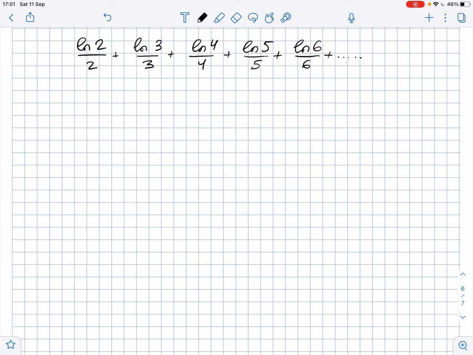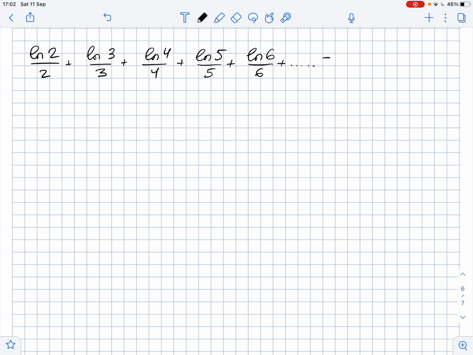So we need to confirm that the integral test can be applied to this series, and then we need to use the integral test to determine the convergence or divergence of the given series. This series can be represented as the sum of ln of n divided by n, where n goes from 2 to infinity.